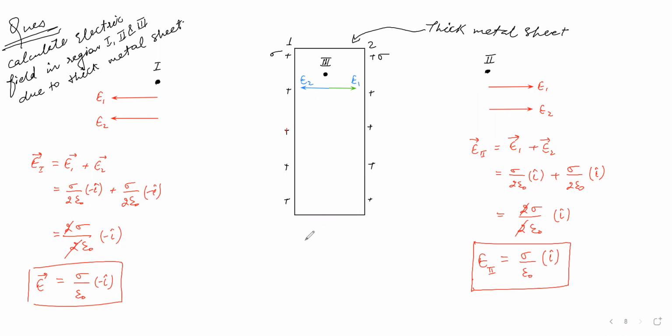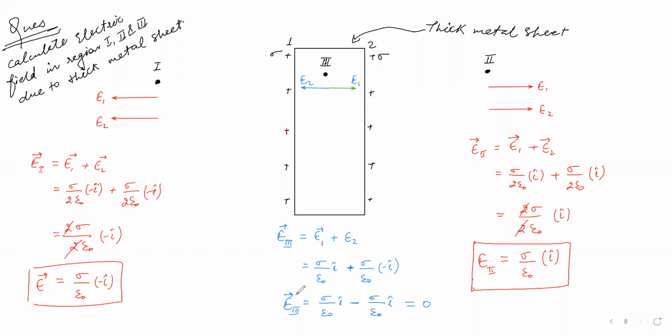We can say that E3 is equal to E1 plus E2. E1 is sigma over epsilon naught I cap, plus sigma over epsilon naught minus I cap. Finally, you get sigma over epsilon naught I cap minus sigma over epsilon naught I cap. You get 0.